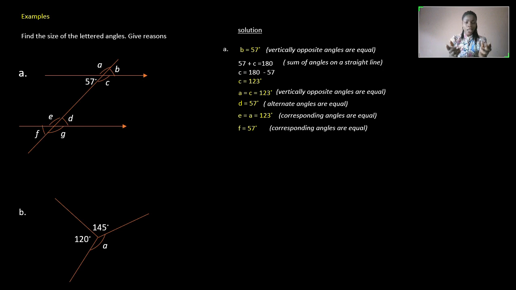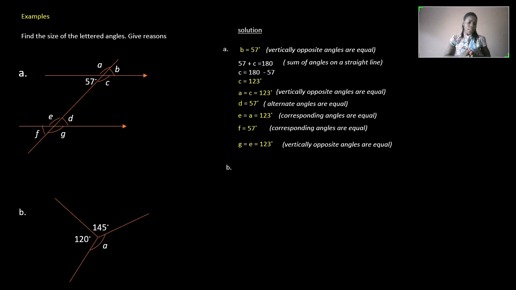So that's why, whichever you are using to find any angle, make sure you state your reasons so that the marker, the examiner, will be able to identify the reason and know how you got your answer. Okay? So the next one we have is our angle G. G is equal to E. Vertically opposite angles are equal. Okay? So let's solve the next example.